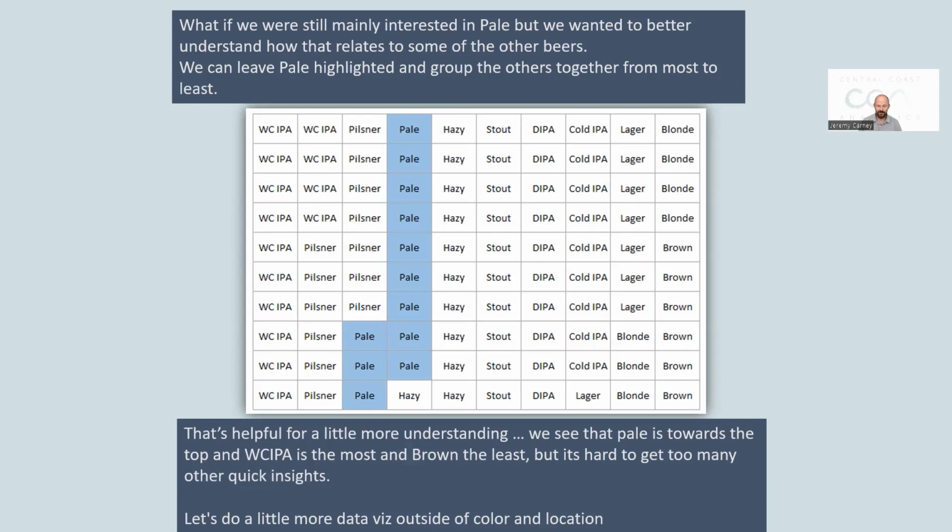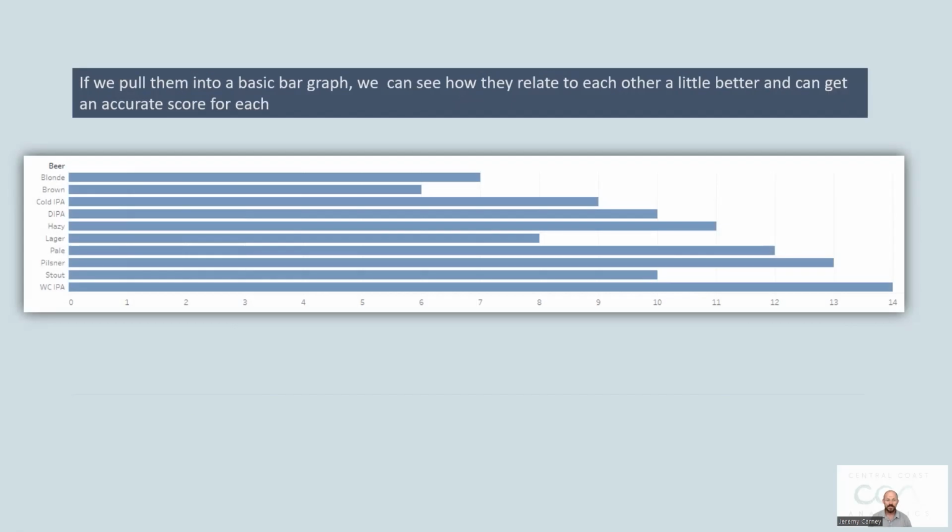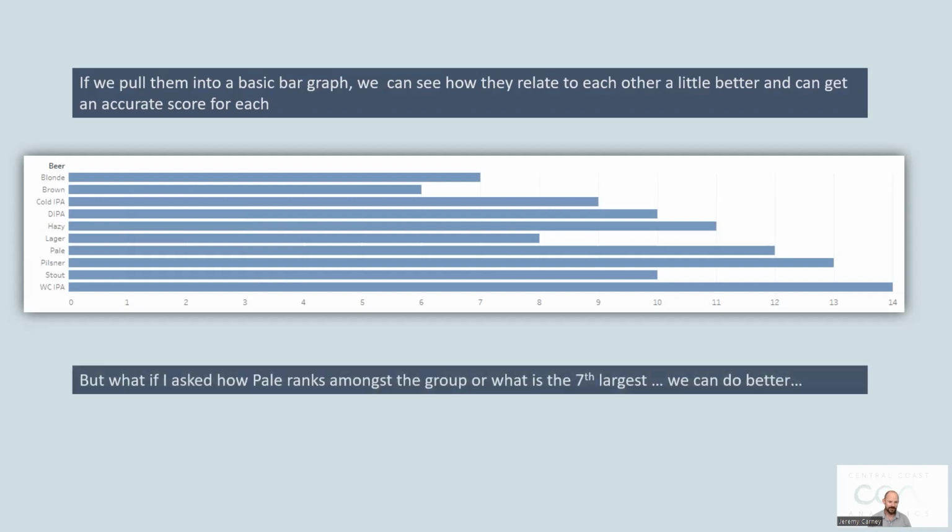So let's do a little bit more data visualization outside of just color and location and see what we can find. So let's just pull this into a basic bar graph. We can now see how each beer relates to each other and get a more accurate score for each. So that's quite a bit more precise for the insights we were trying to get to.